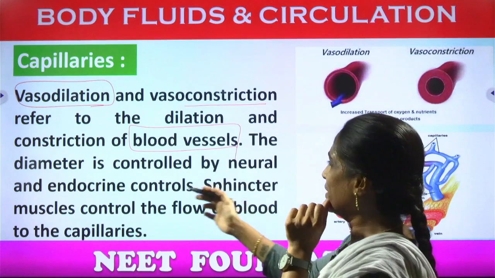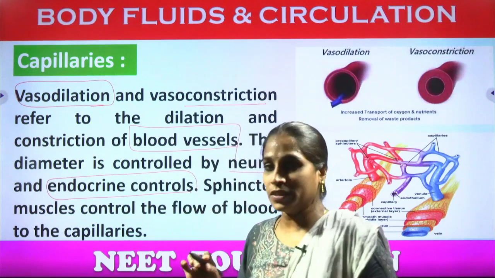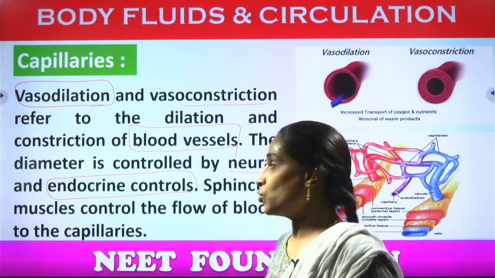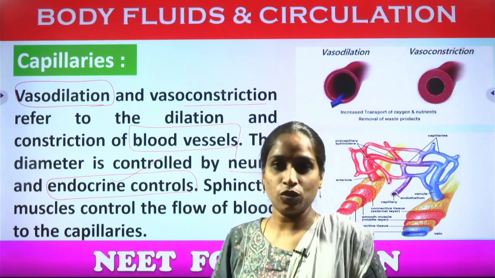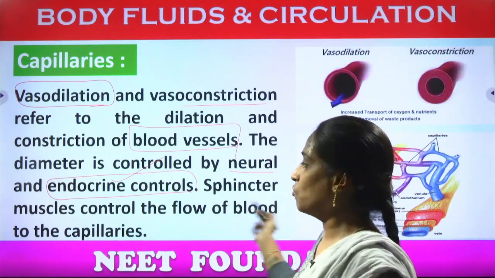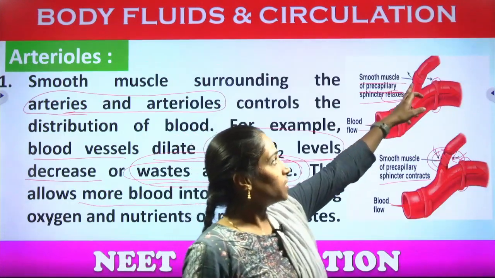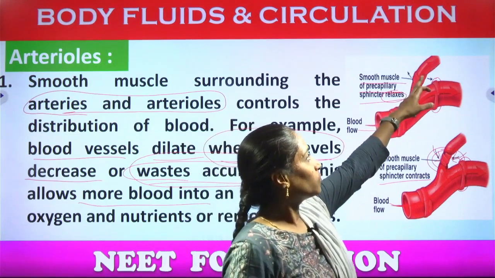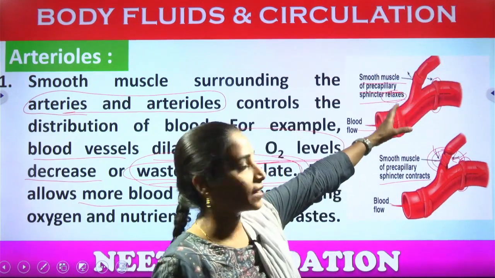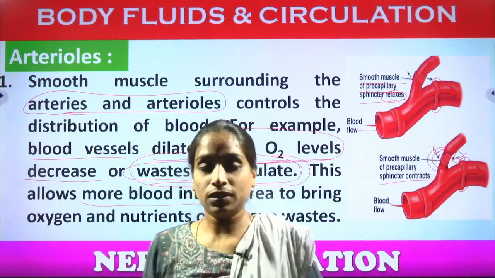Okay, so the diameter is controlled by the neural and endocrine systems. When the sphincter muscles constrict and when they dilate is under the control of the endocrine system, meaning the hormonal systems. So sphincter muscles control the flow of blood to the capillaries. That is what we have discussed previously: sphincter muscles from the artery to the arteriole and from the arteriole towards the capillaries. The sphincters act as regulatory agents for the movement of the blood from one place to another.